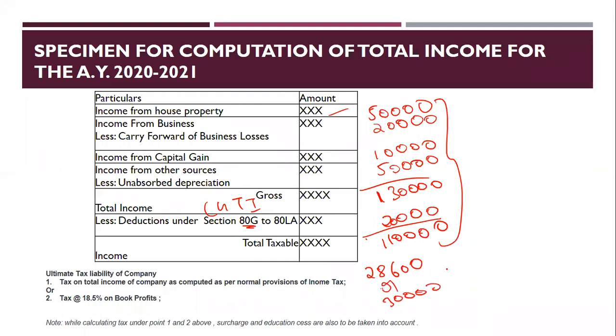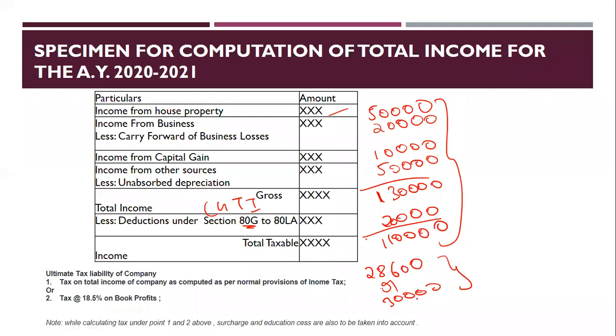For example, if my MAT comes around 30,000. I'm not explaining MAT here because there is a separate procedure. First we'll proceed with this normal tax liability, then we'll go with the MAT calculation in the coming classes. That's the reason I'm just giving the example here. I'm not going in depth in the MAT calculation.